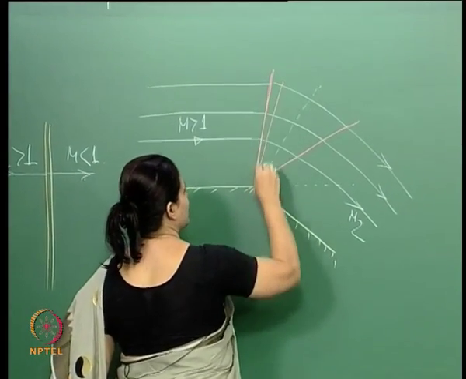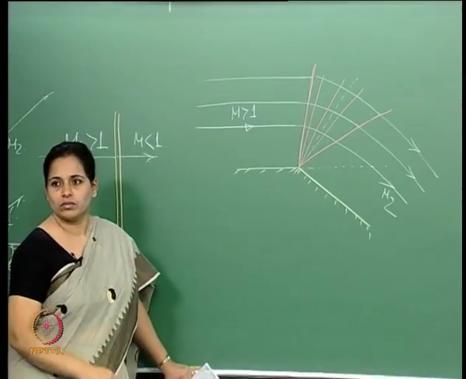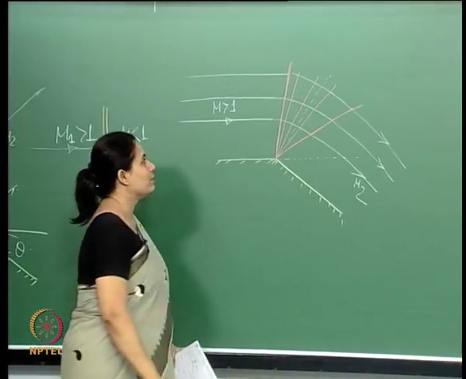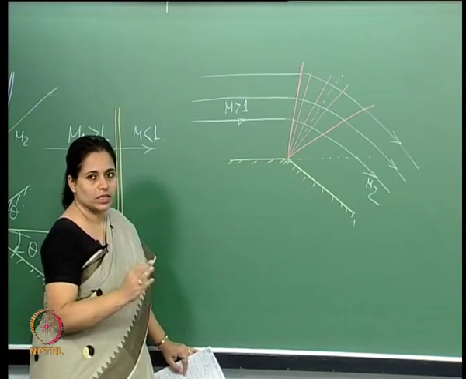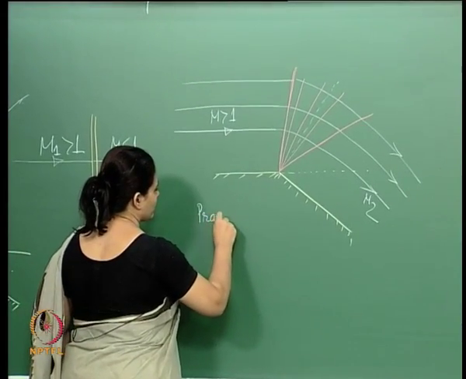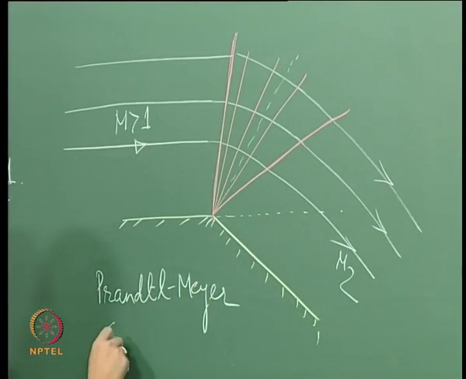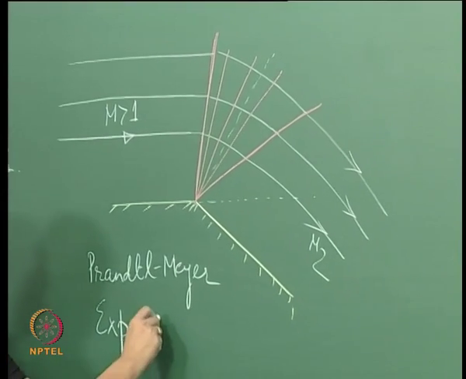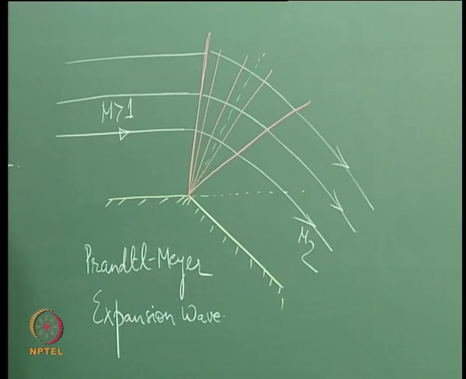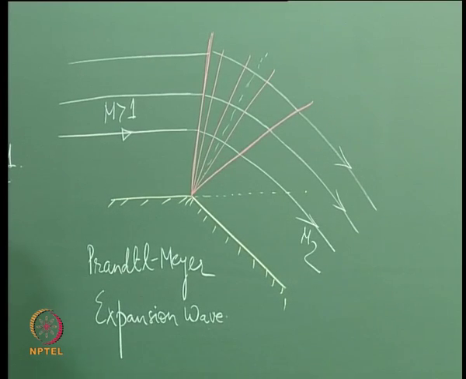So usually this is the kind of diagram that you will see in general books, etc. This region is essentially the shock wave, sorry, the expansion wave, right. So this is actually called the Prandtl-Meyer expansion wave.